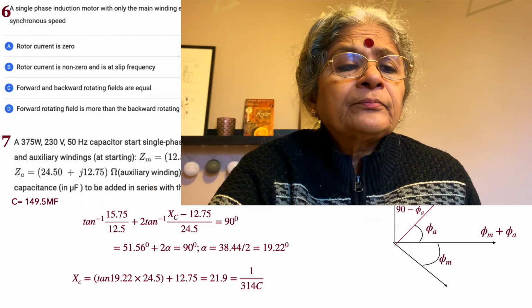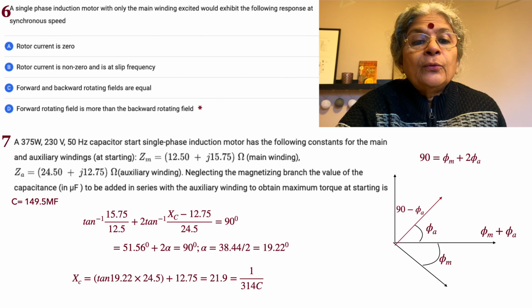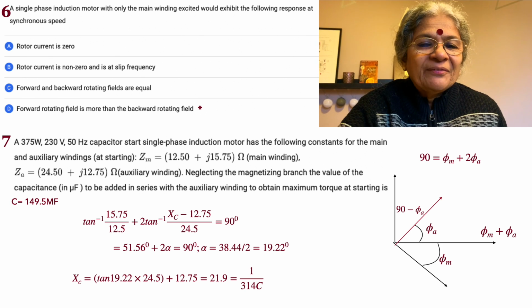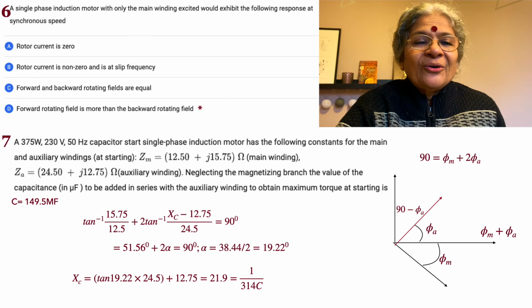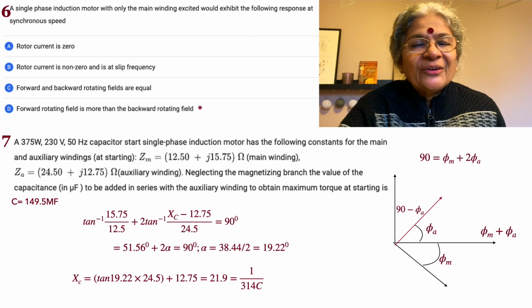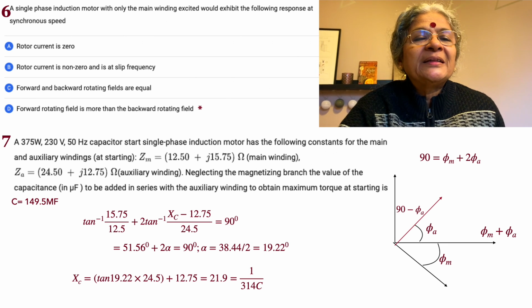So we move to the sixth problem. A single phase induction motor with only the main winding excited would exhibit the following response at synchronous speed. So the main winding is what is giving the forward torque. Because the auxiliary winding gets cut off, it's only the main winding which is going to remain. So it is always associated with the forward torque.